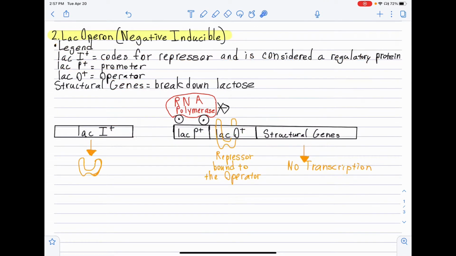The lac operon is negative inducible, meaning that when no lactose is present, no transcription will occur, because the repressor is bound to the operator, turning transcription off, blocking RNA polymerase.